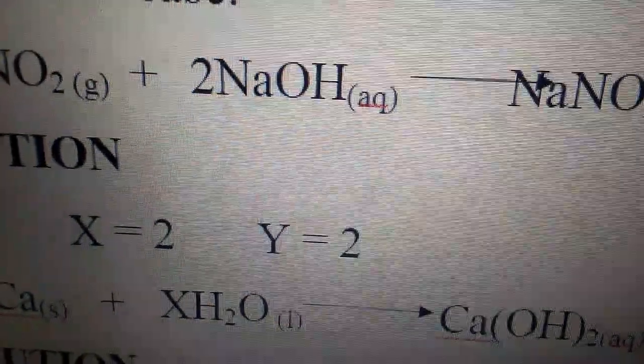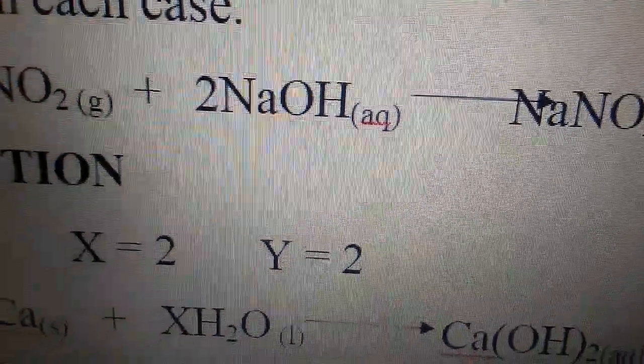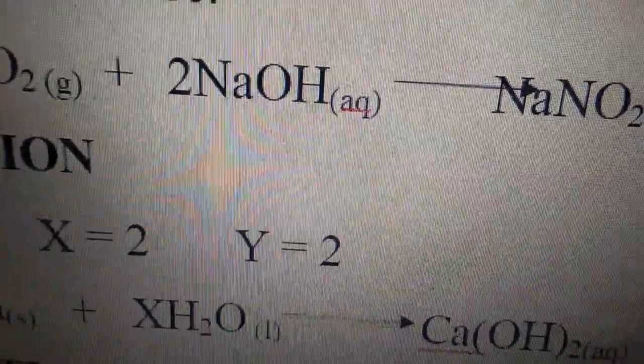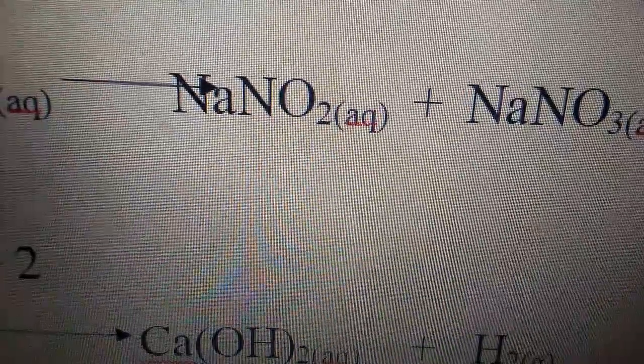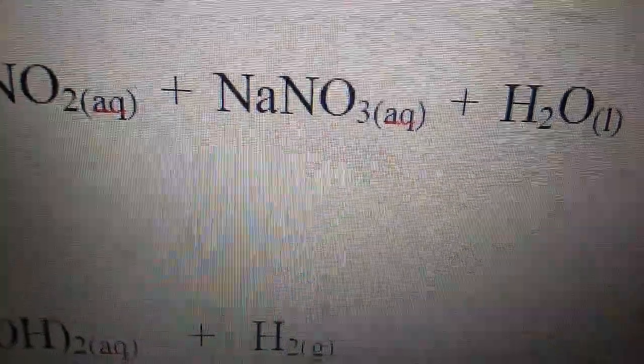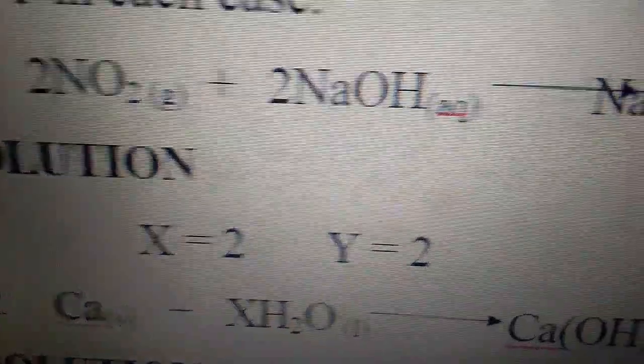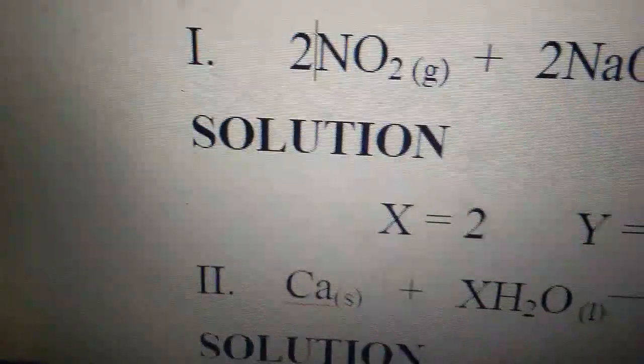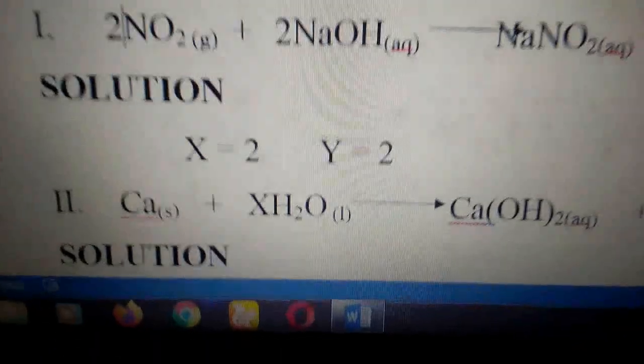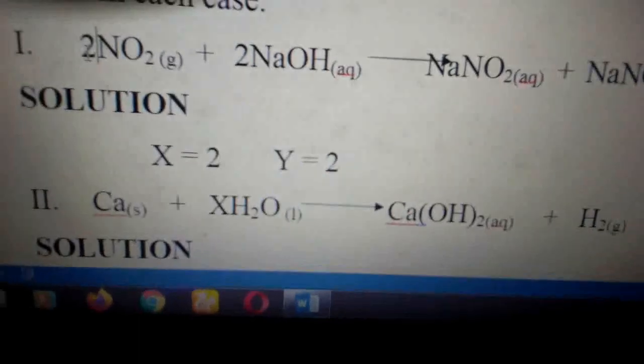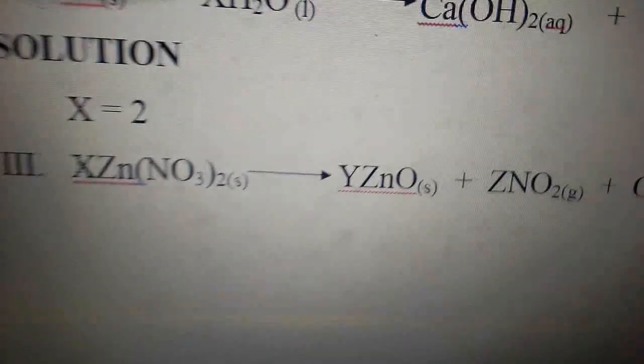We go to sodium. Sodium is 2 in front of NaOH, 2 times 1 is 2. On this side, sodium is 1 in NaNO2 and also 1 in NaNO3, giving us 2 atoms. Then going to hydrogen. Hydrogen is 2 times 1, 2. There are 2 hydrogen atoms here. We go to the right hand side. Hydrogen is also 2. That means balanced. That means S is 2 and Y is also 2. It's a balanced equation.